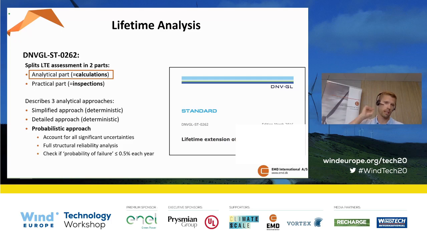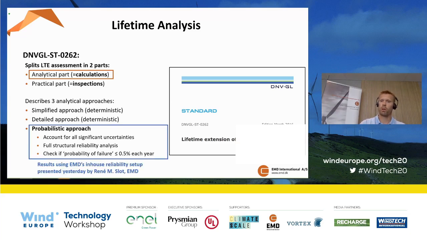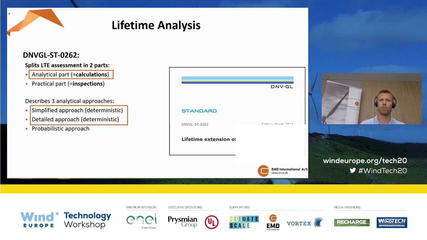So the probabilistic is the approach where all uncertainties are accounted for, all relevant ones at least, and you do a full structural reliability analysis, and that is checking if the probability of failure in each year of operation is less than or equal to 0.5%. So my colleague René Slot presented some results using this approach, which we have implemented in-house at EMD in a very efficient setup yesterday. So you can find the recording in the program. So what I'm going to focus on is the 2 deterministic approaches, the simplified and the detailed one.